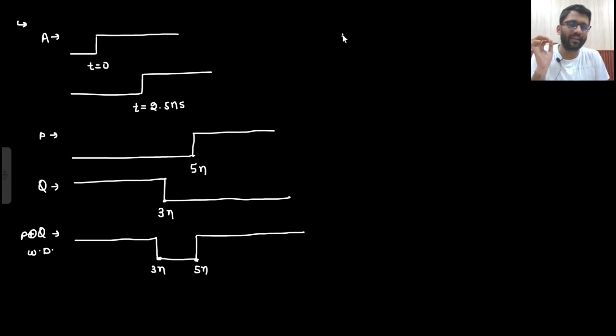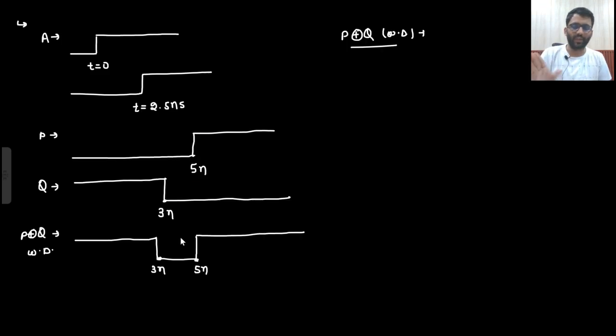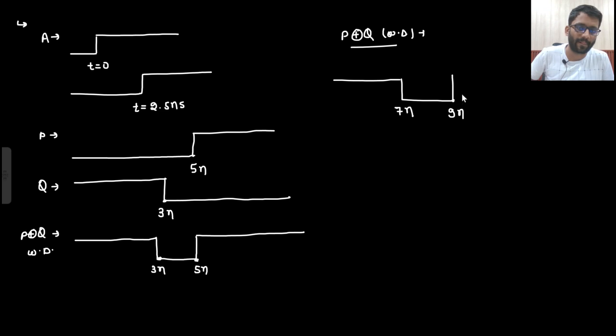So with delay, I will make here P XOR Q with delay. With delay, how much delay is there? 4 nanosecond delay is there. So I will shift the complete waveform by 4 nanosecond. If I am shifting by 4 nanoseconds, so 4 plus 3, this will go to 7 nanosecond, and this will go to 5 plus 4, this will go to 9 nanosecond. Okay, 1 0 1 it is going.